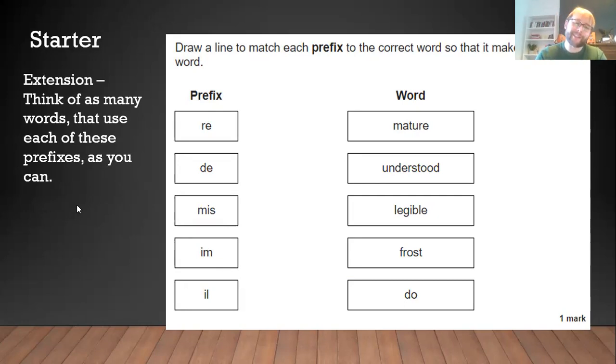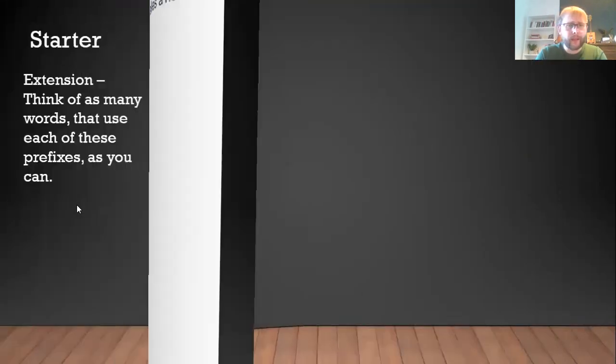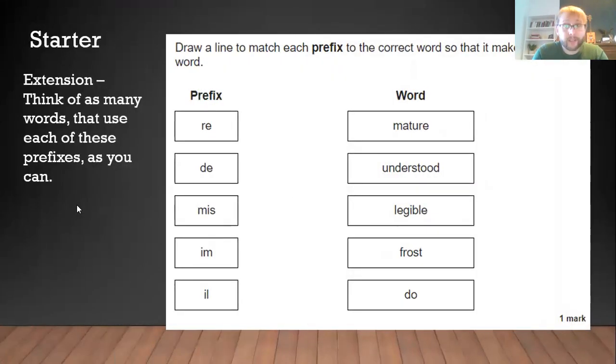When you've done that, start the video up again. Well, actually, you can let the video play now. You can know the answers to this before you do the extension, and then you can have a go at the extension. So, I thought I'd put arrows on. I clearly haven't. So I'll go over them anyway.